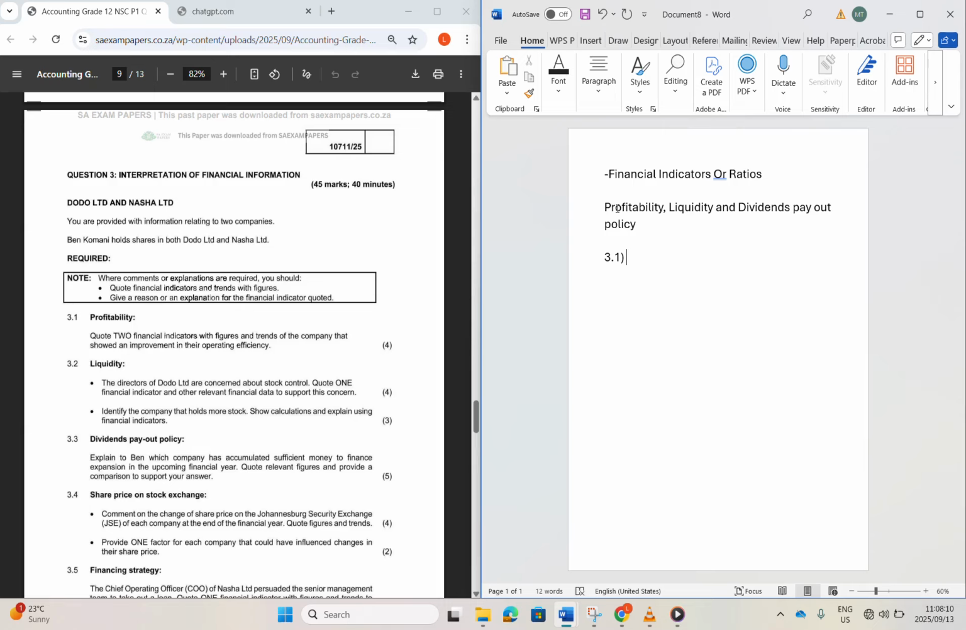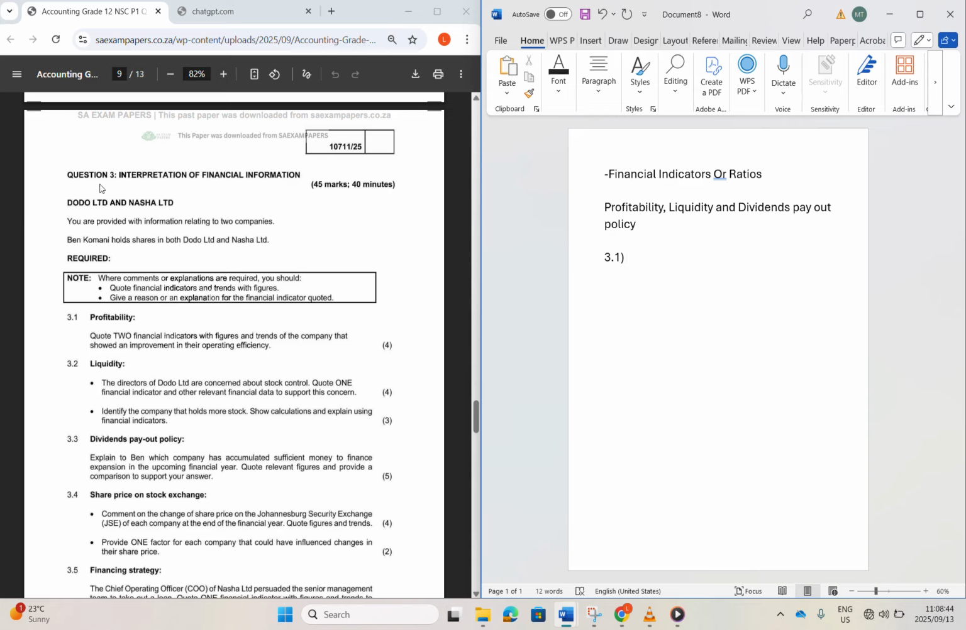Good day, good day. Today we will be discussing the interpretation of financial statements. Some of you know it as ratios or financial indicators, but then we are just interpreting our financial statements to make decisions. Hence it is called interpretation. We interpret our financial statements so that our owners, our stakeholders, our users of our financial statements can make better decisions. Okay, let's start with the topic.